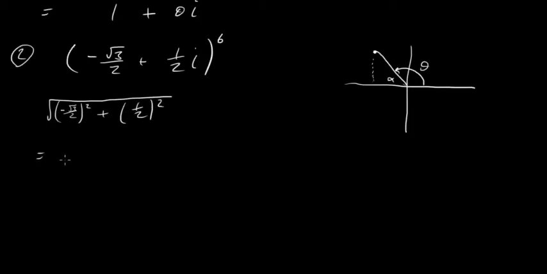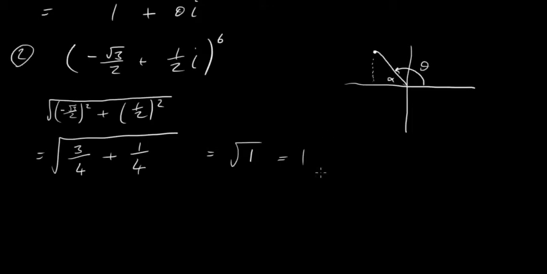If we do that, root 3 times root 3 is 3, and 2 times 2 is 4. Half squared is going to be 1 over 4. So that simply gives me the square root of 3/4 plus a quarter, which is 1. So the square root of 1 is 1. The distance from here to here is just 1 unit. So now we have our r.